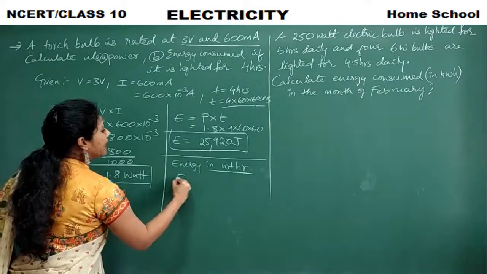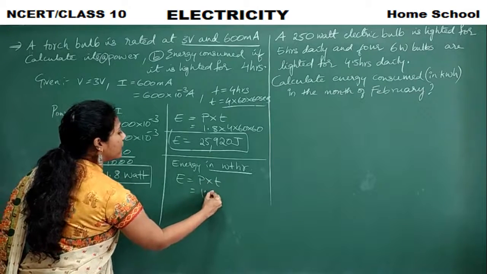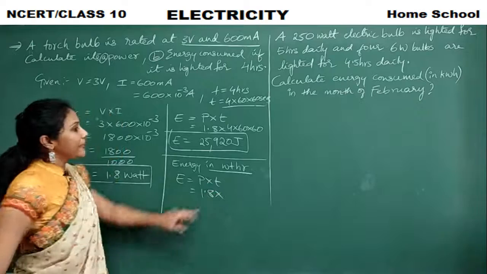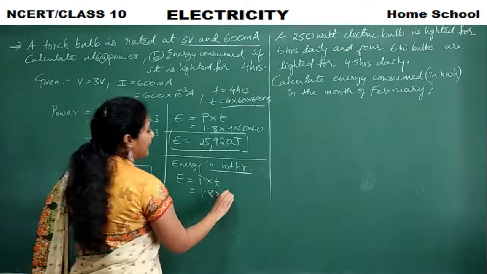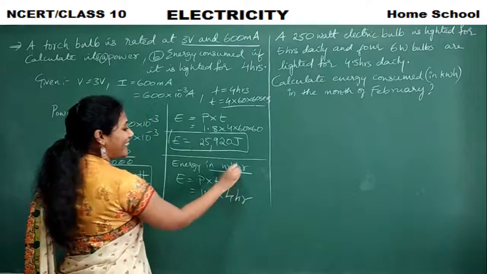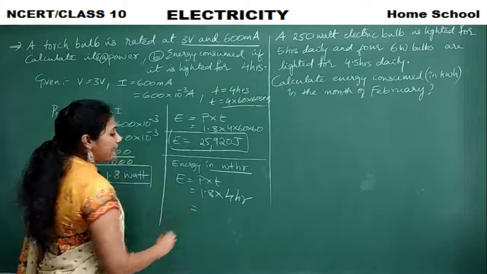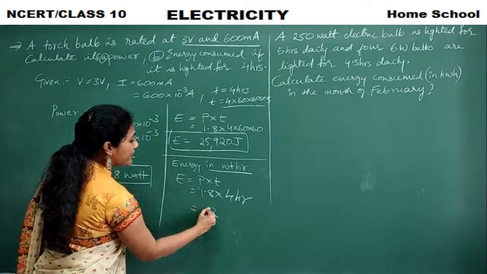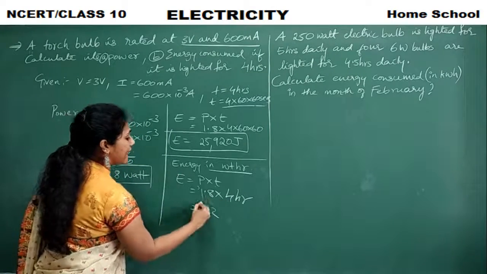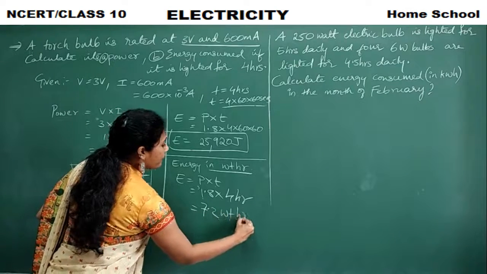Okay, for that E is equal to P into T. So here P is 1.8 into time. Time is 4 hours only I will take, because I am calculating my energy in watt hour unit. Clear? So what is the answer I will get? 4 8s are 32, 4 1s are 4, 5 6 7. That is 7.2 watt hour.